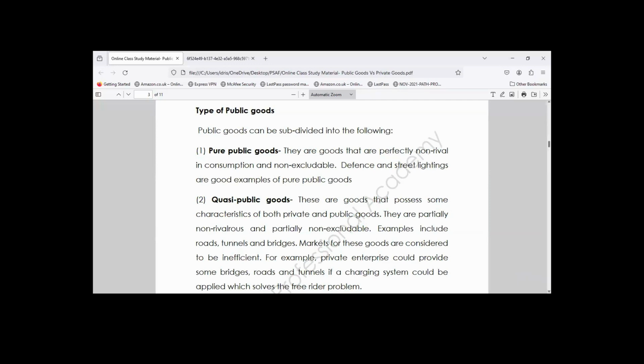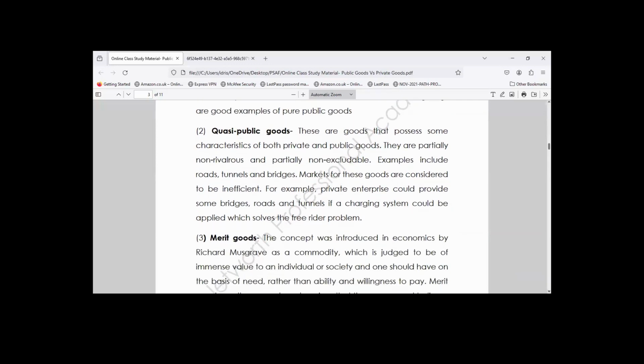Another one, quasi-public good. These are goods that possess characteristics of both private goods and public goods. We know that public goods are those goods that we enjoy at no cost. They are goods provided by government that we don't pay for. Private goods simply mean goods and services that, if you want to enjoy them, you have to pay for. You exchange consideration, you pay.